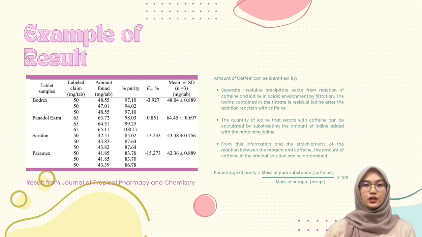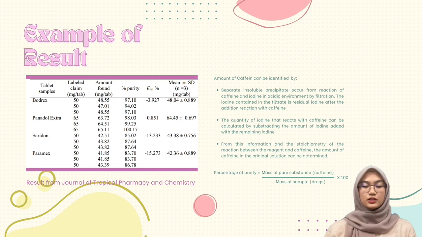Assalamualaikum. I'm Nurina Darirah and I will explain the example of results. The table shown here is an example of result from Journal of Tropical Pharmacy and Chemistry. This study uses sample of a pharmaceutical dosage form of tablets containing caffeine and serve as an analgesic drug. And this tablet is very popular in the community and is often used as a medicine for headaches and pain relief. This study was conducted using iodometric back titration method. Iodometric back titration is a simple and accurate method for the determination of caffeine in aqueous solution or water-soluble sample.